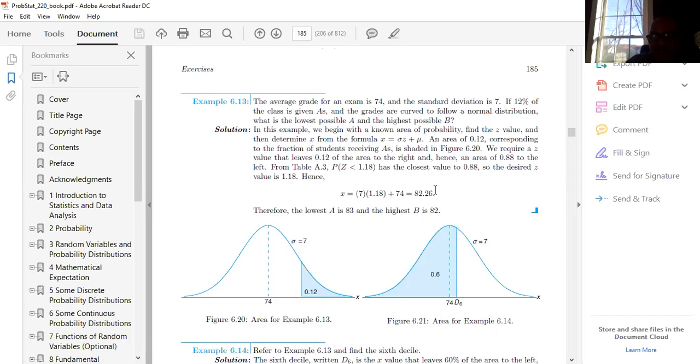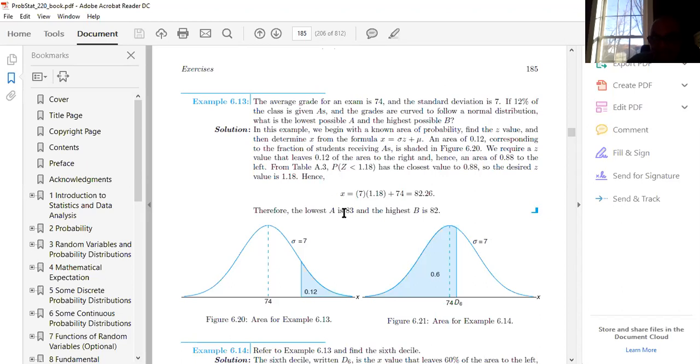So that's how you can do the grades. Look at the example here: if 12% of the class is given an A grade, with a total number of students of, suppose, 100, then 12 out of 100 are getting an A grade, and the grades are curved to follow our normal distribution. What is the lowest possible A and the highest possible B?